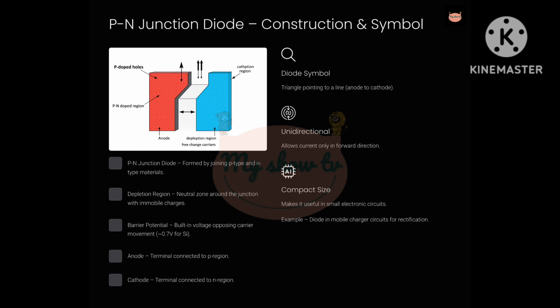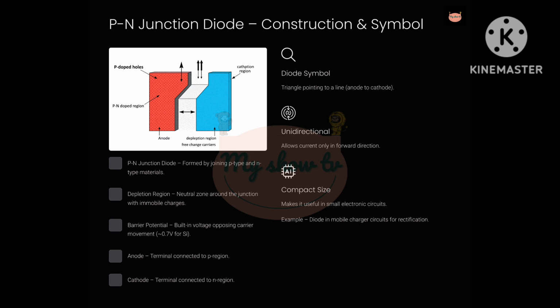The p-n junction diode is one of the simplest semiconductor devices. It's formed by combining a P-type and N-type semiconductor together. At the junction, some electrons and holes combine, creating a depletion region, an area with no free carriers. This depletion region creates a small built-in voltage called the barrier potential, around 0.7 volts for silicon and 0.3 volts for germanium. The diode has two terminals, the anode connected to the P-type, and the cathode connected to the N-type.